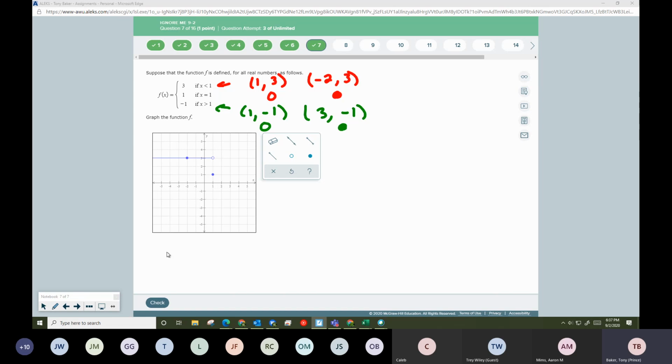So I have 1, -1, and then 3, -1. And that one's going to keep going because it's only got one endpoint. So it keeps going all the way over. So that's how this piecewise function would be graphed.